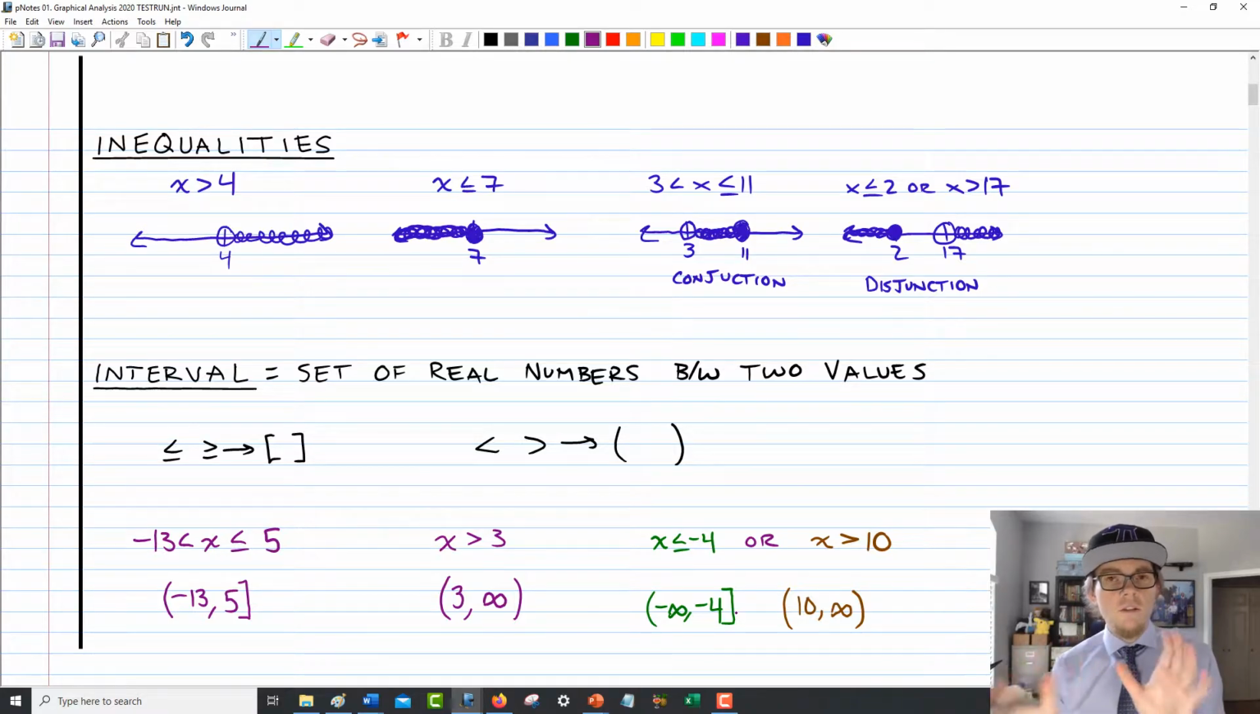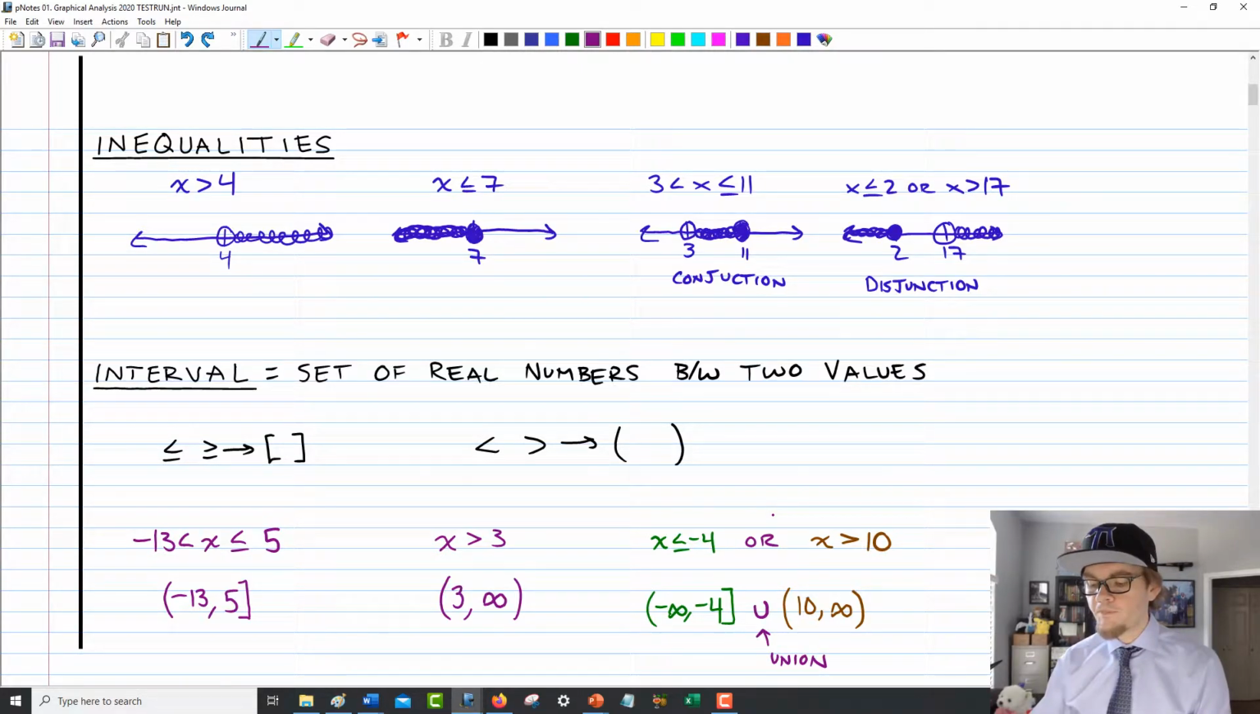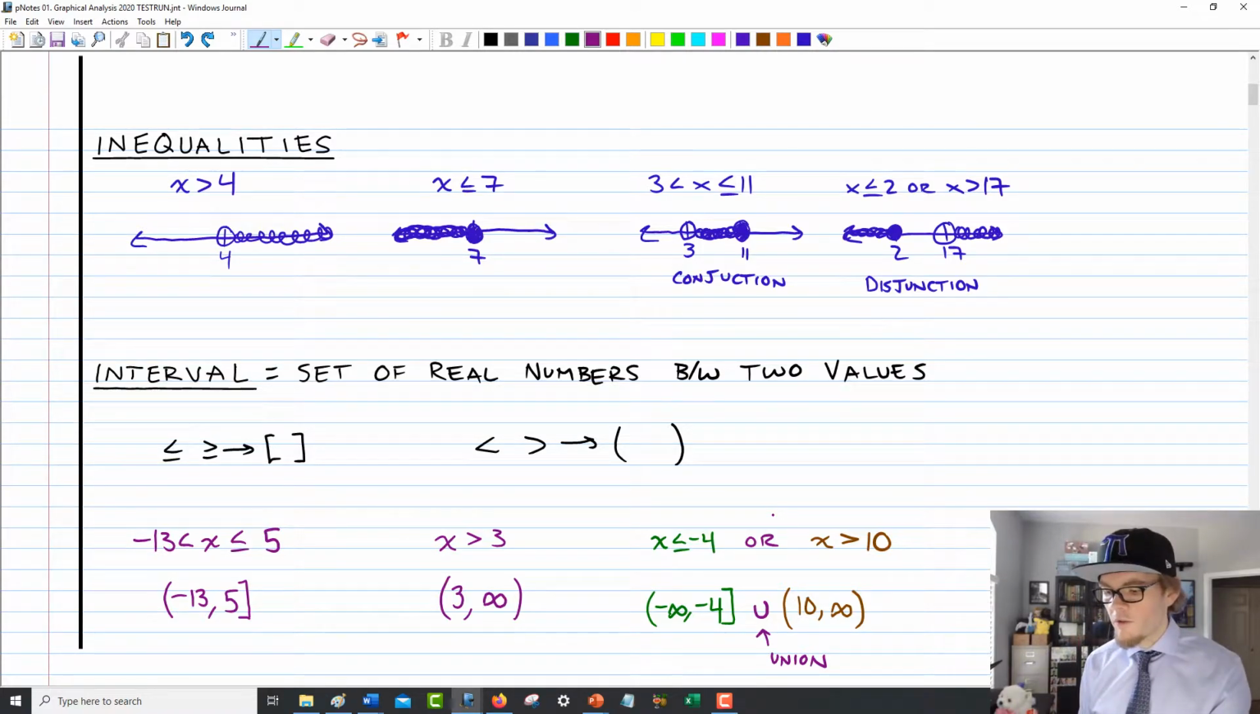But keep in mind, because there are two separate intervals here that we want to consider together, we use a symbol called the union. So this little guy is called the union symbol. It says to include both of those options, and it basically translates into disjunction. So there is the basics of interval notation.